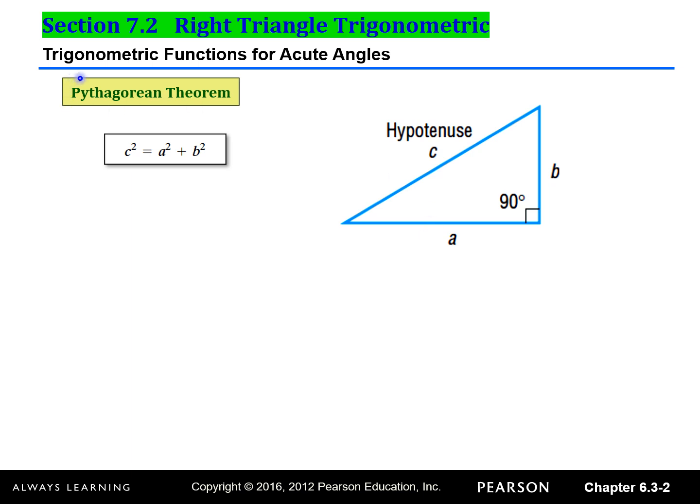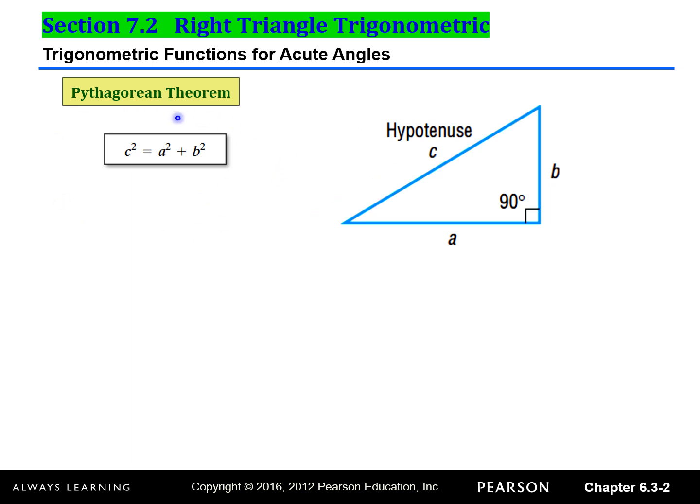In defining trigonometric functions for acute angles, we will be using the Pythagorean theorem. This theorem states that in a right-angled triangle, the square of the hypotenuse, or the square of the longest side, which is c squared, is equal to the sum of the squares of the other two sides, which is a squared plus b squared. This is called the Pythagorean equation.